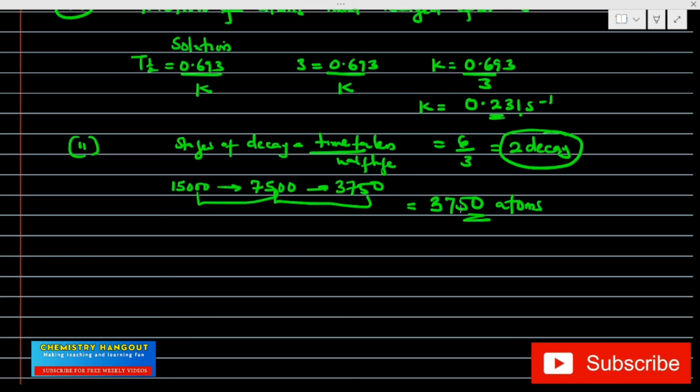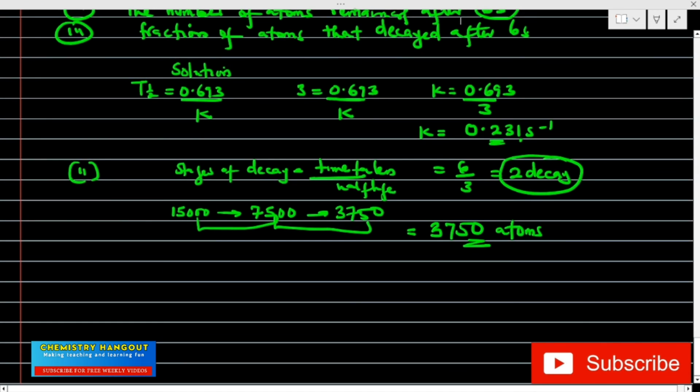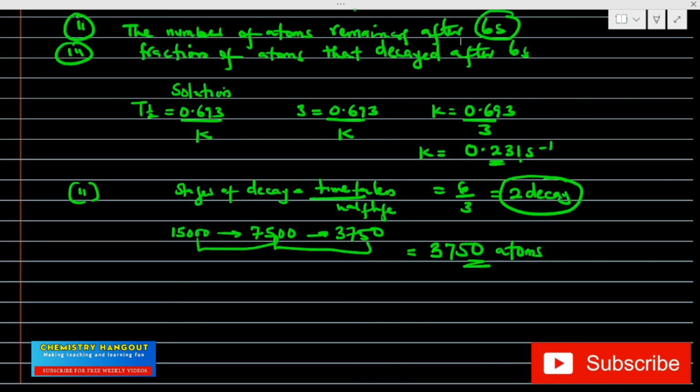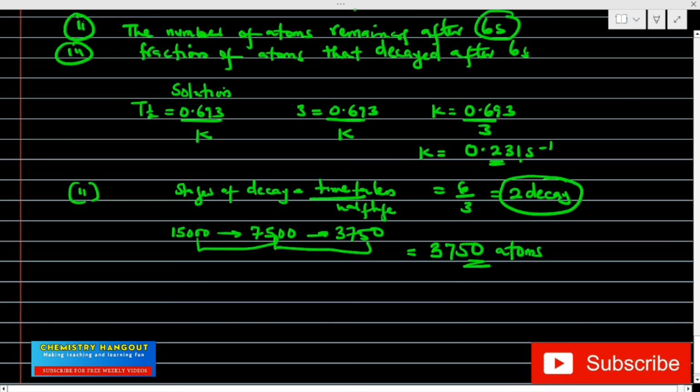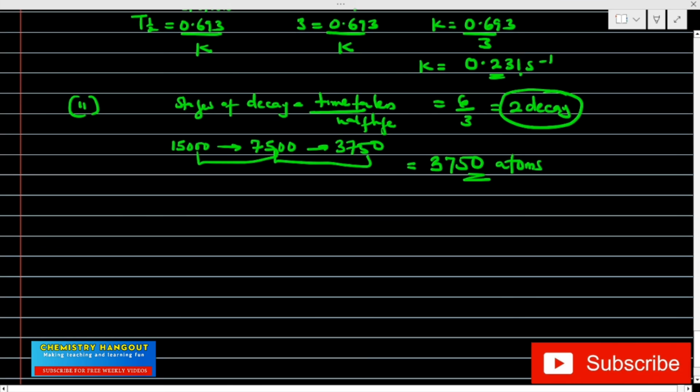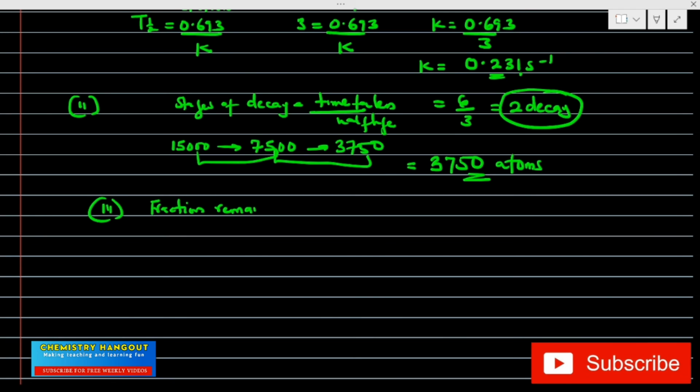So, the next question now says what? Fraction of atoms that decay after 6 seconds. So we are still having 2 decays. So let's go now, fraction. For number 3, let's first get the fraction remaining, so you will understand what I want to do. The fraction remaining after 2 decays. So what is the fraction remaining after 2 decays?